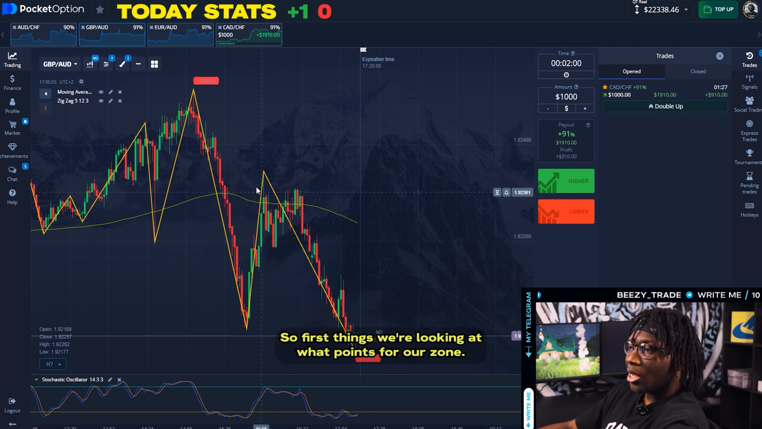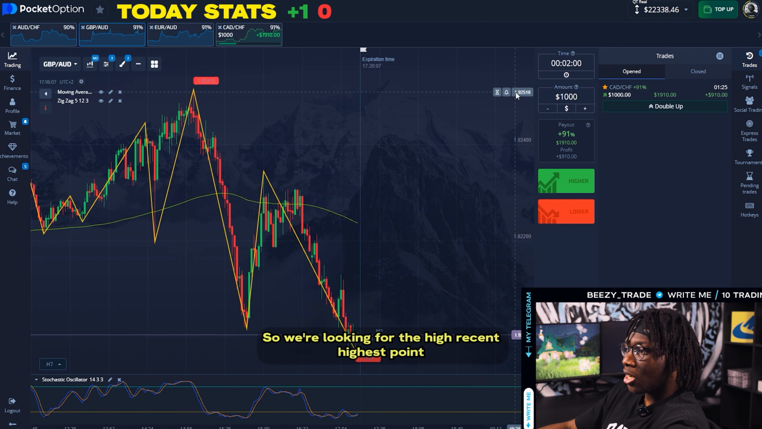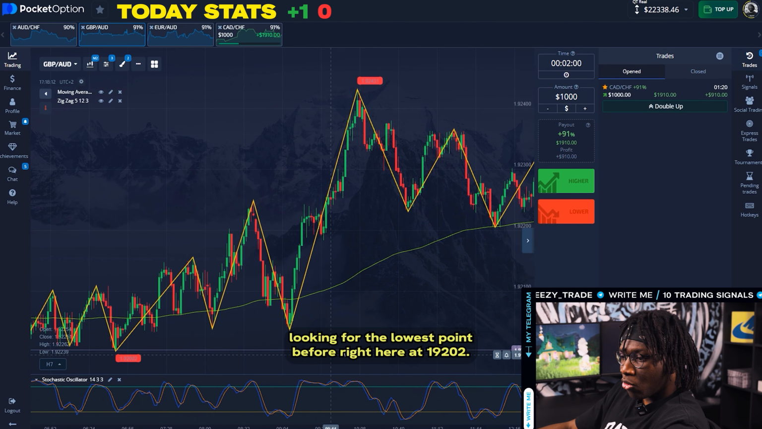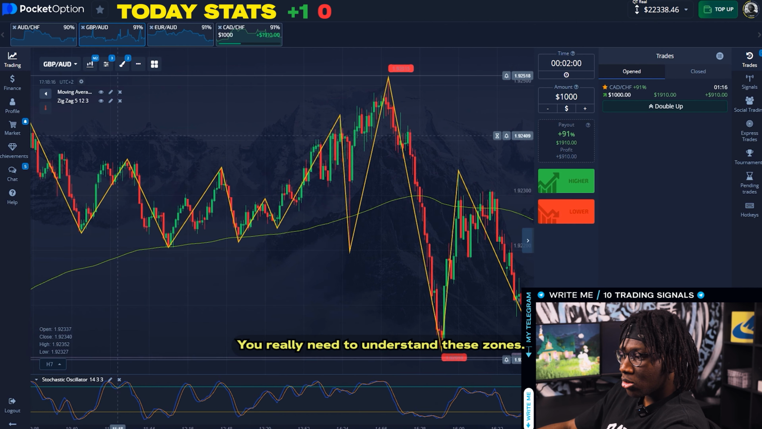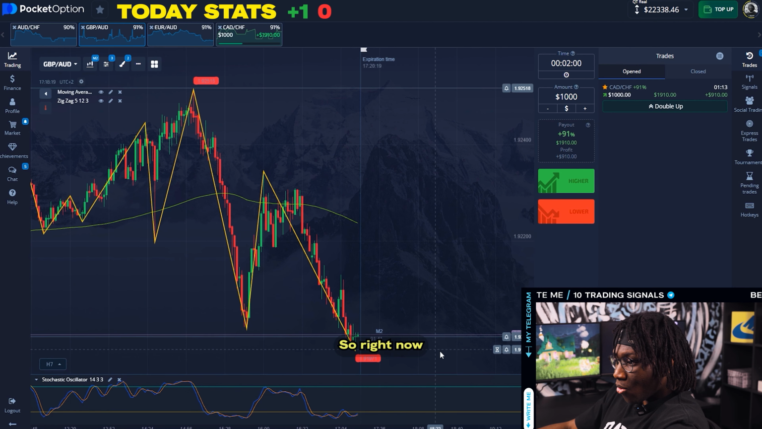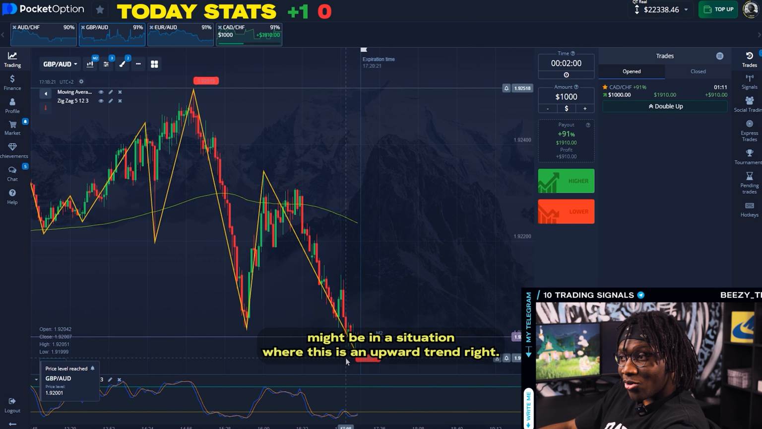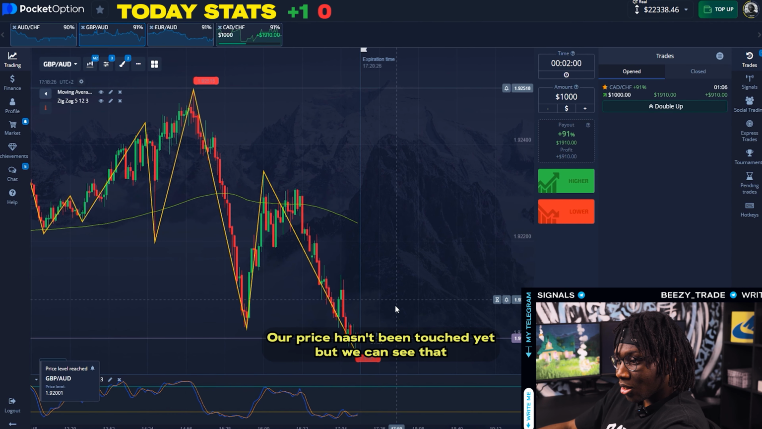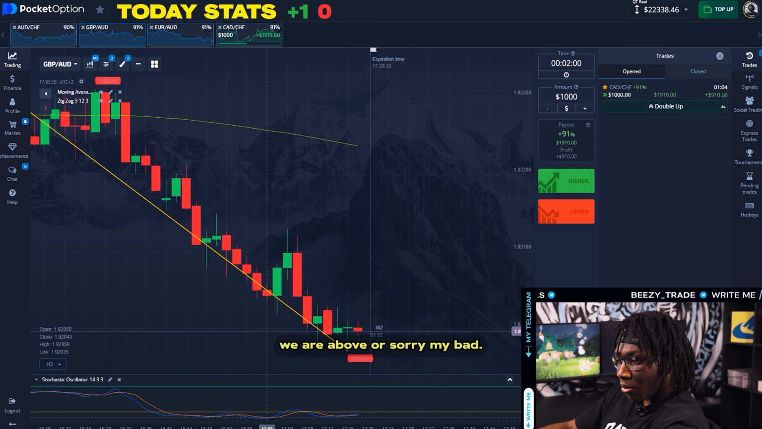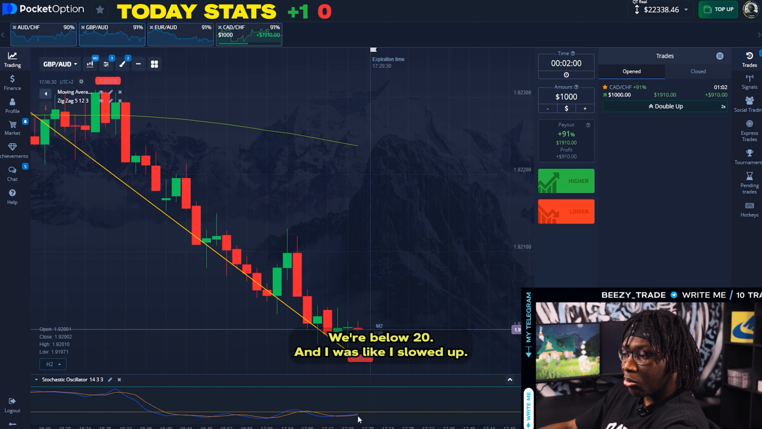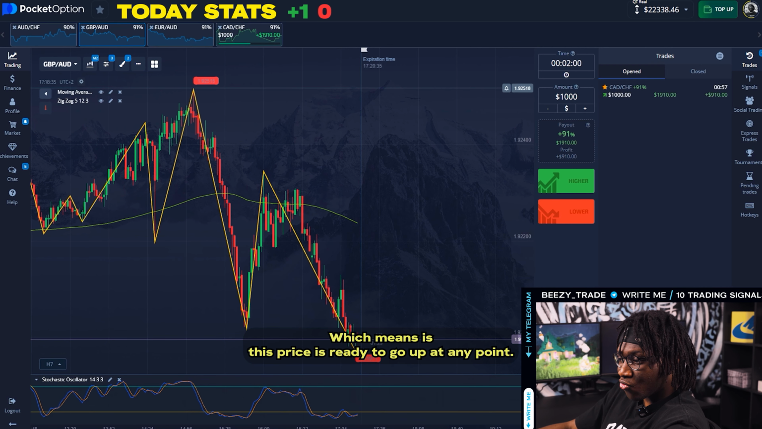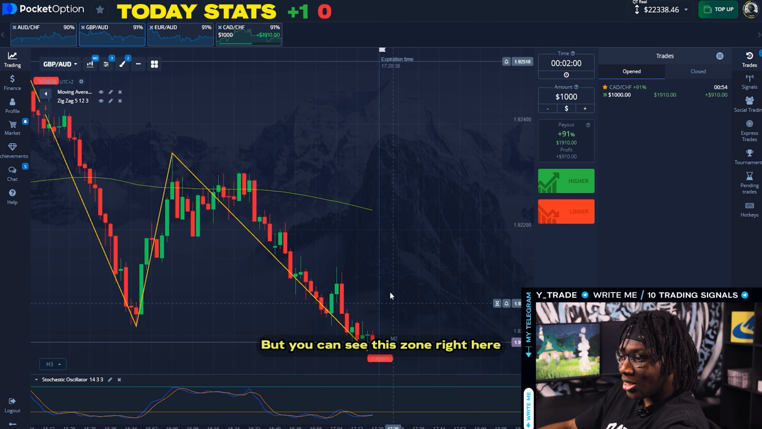So first thing we're looking at, what are our points, what are our zones. So we're looking for the recent highest point, and the lowest point before, right here at 19202. You really need to understand these zones. So right now, we might be in a situation where this is an upward trend, right? Our price hasn't been touched yet, but we can see that we are below 20 on our stochastic oscillator, which means that this price is ready to go up at any point.